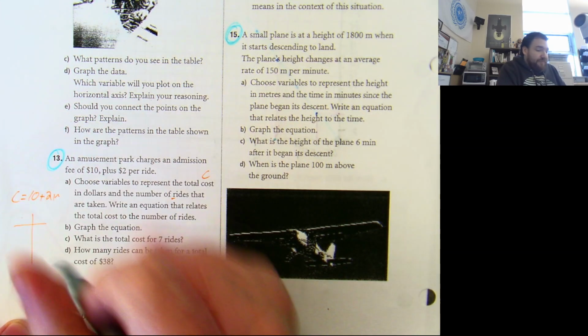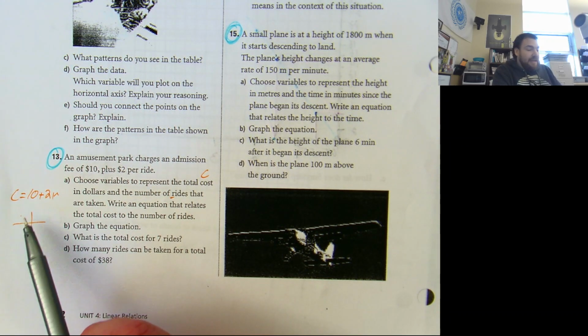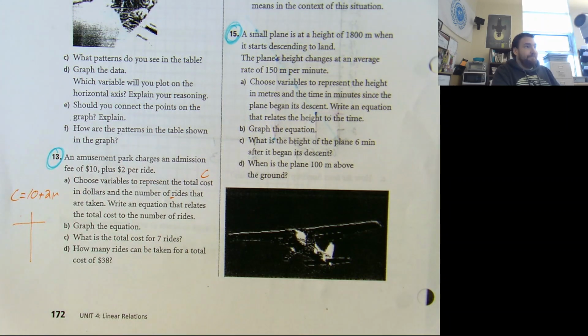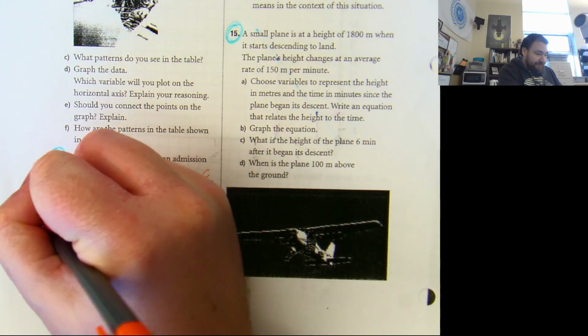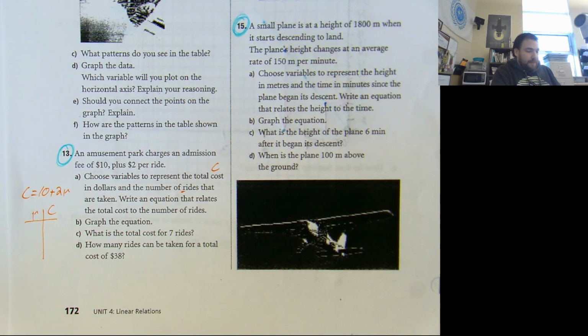So rather than label this X and Y, it's going to be our independent variable and our dependent variable. In this case, the independent variable is what? R, the number of rides. Because the cost depends on the rides, not the other way around. So I'll pick some values here.